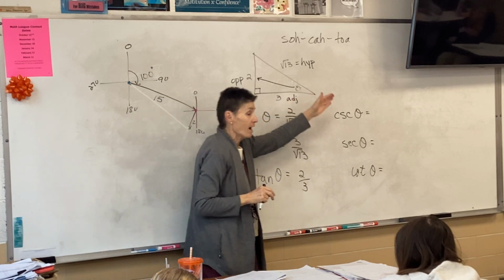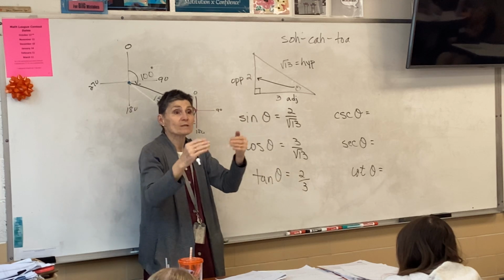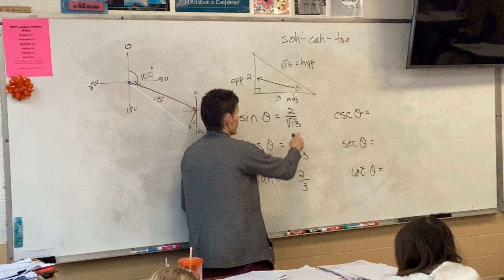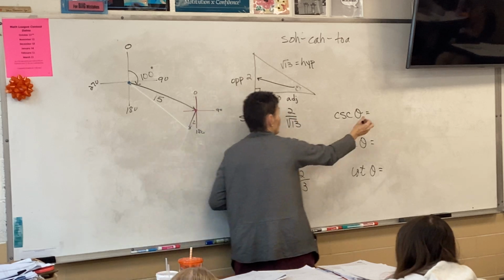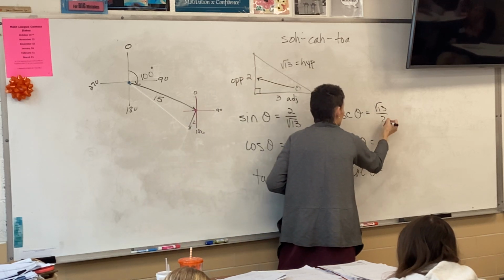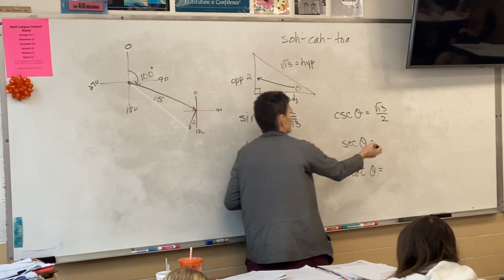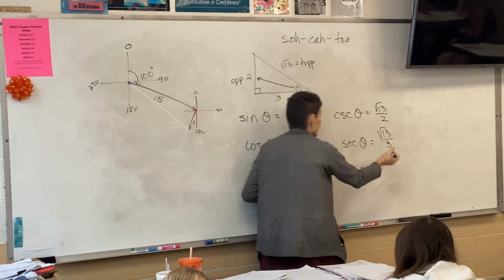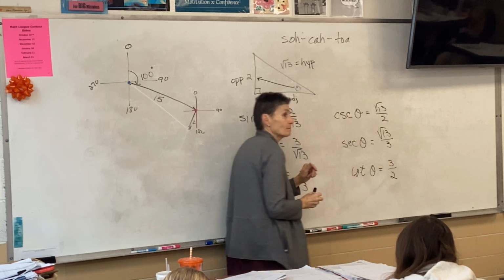And then these guys are just the reciprocals of what you already did. So flip it. So the cosecant is going to be root 13 over 2. The secant is going to be root 13 over 3. And the cotangent is going to be 3 halves.